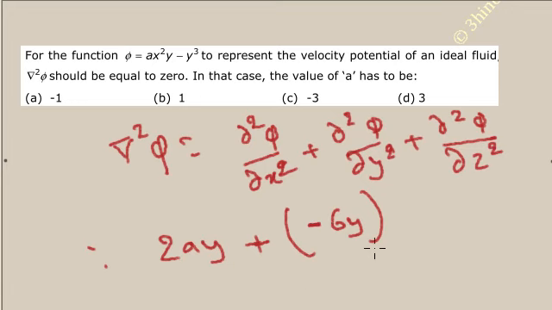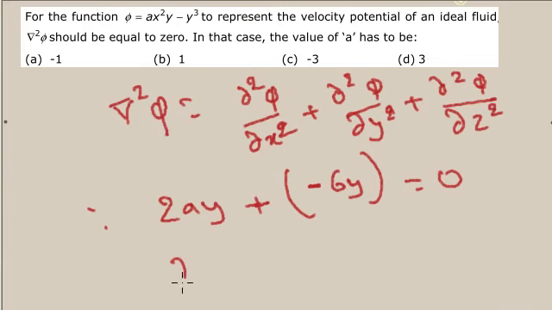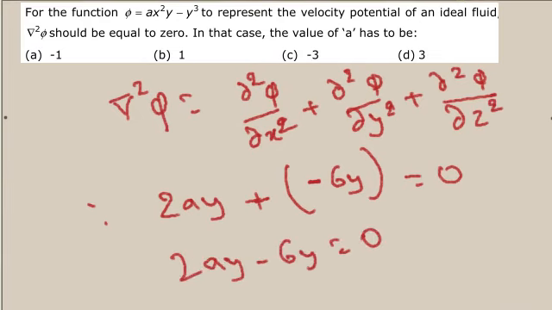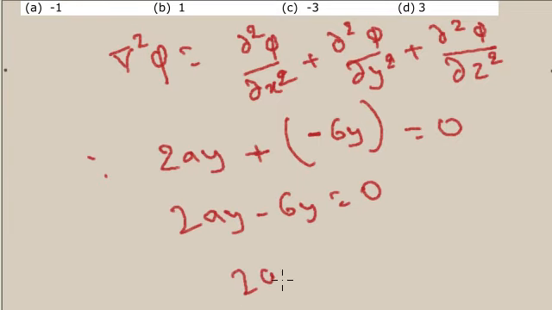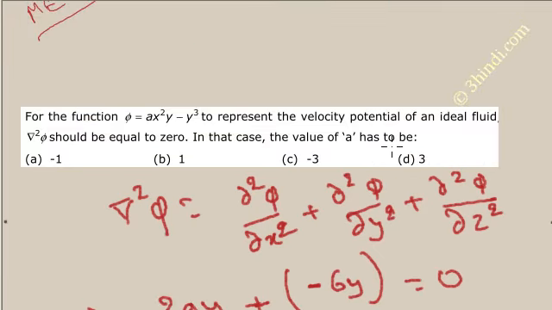So if this is 0, that means twice ay minus 6y is equal to 0. That means twice a minus 6, into y, is equal to 0. y is not 0, that means a is equal to 3, 6 by 2 is 3. So the answer is this.